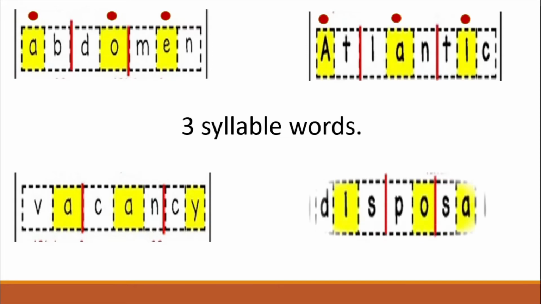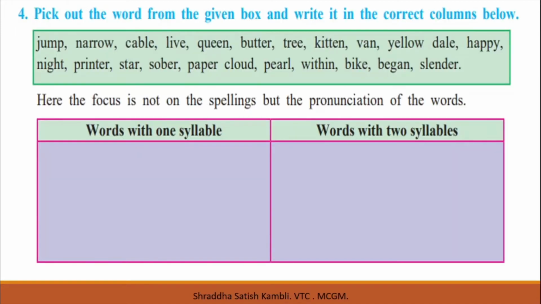Next example, disposal. Okay, so this is how you identify the vowel sounds, and this is how you break up the word into syllables. Now let's come to the exercise that we have in the textbook. So you're supposed to pick up the words in the box and you're supposed to write it in the correct columns. So we have just looked at one syllable words and two syllable words and three syllable words here, children. There are 4, 5, etc., but we will not look at them now.